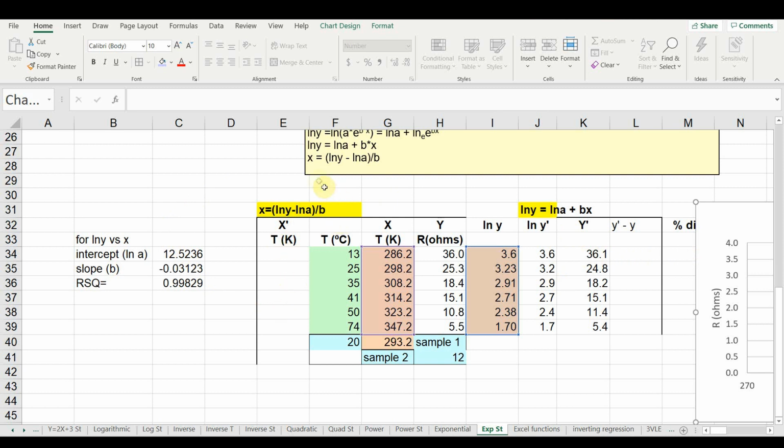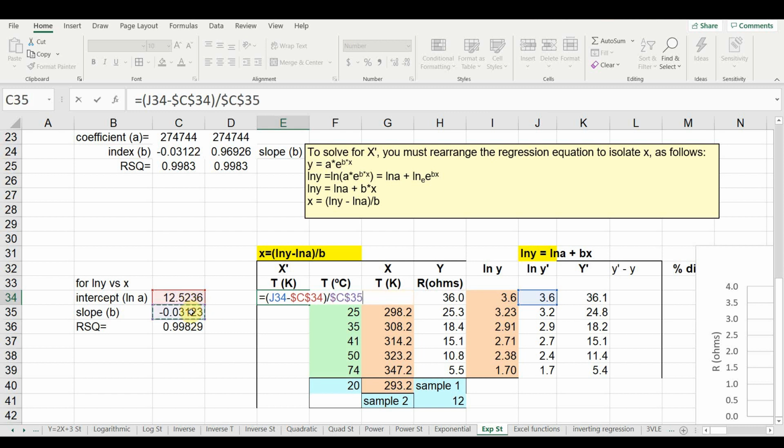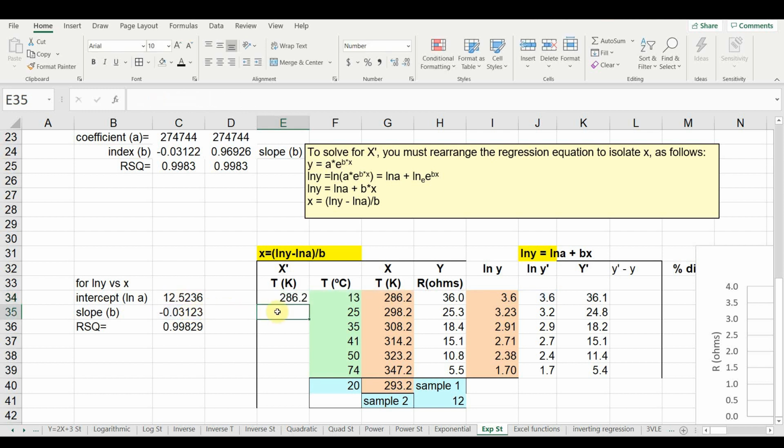How do we get x prime? X would be equal to ln of y minus ln of a, divided by b. So equals bracket. The ln of y is way over here. Subtract the ln of a, that's a constant, so absolute reference, F4, close a bracket, divided by slope b, which is also a constant, so hit F4, enter. That looks favorable, and that should drag all right. Good. So we forecasted x prime and y prime.